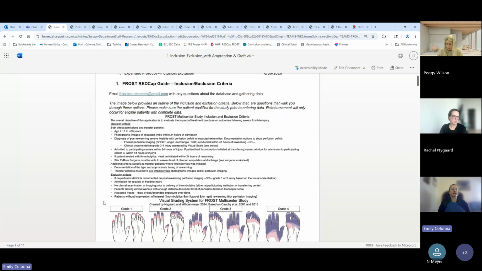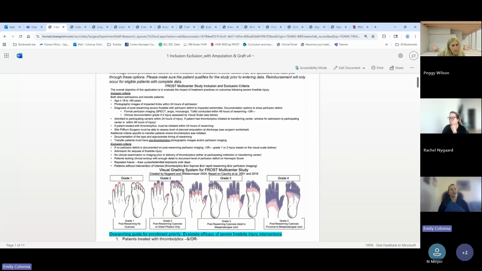If there's not enough information in their chart to determine what level of amputation you can expect later on, then they do not qualify. Repeated freeze-thaw cycles, they usually can't have an intervention. They're coming in for wound care, so they don't qualify. And patients without an intervention of interest.